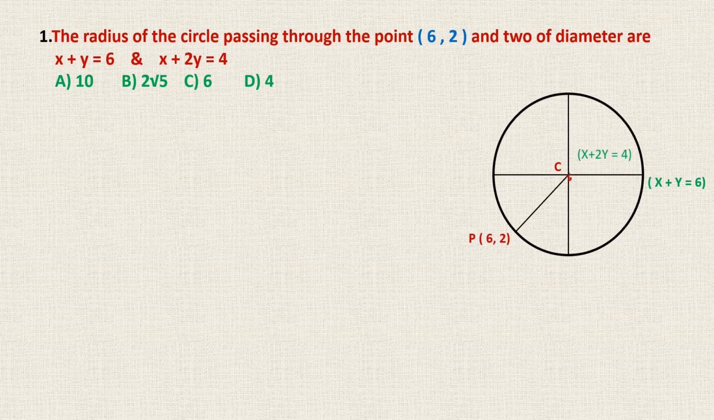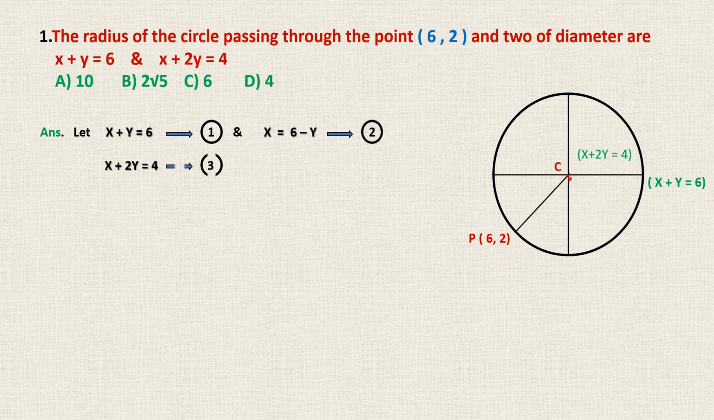If you solve the diameters, you are going to get the center of the circle. The distance between the center and a point on the circumference is nothing but the radius. Let us solve the diameters. x plus y equal to 6, that implies x equal to 6 minus y. Let it be equation number 2. x plus 2y equal to 4. Let it be equation number 3.